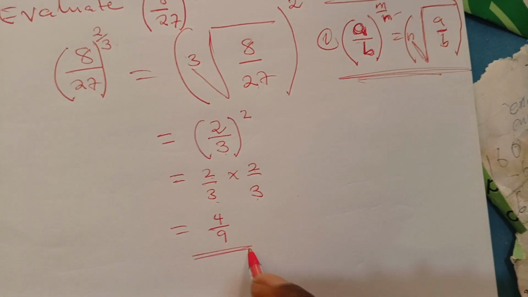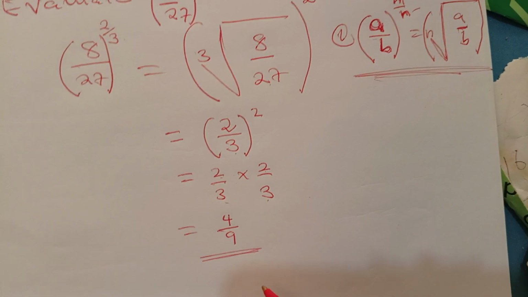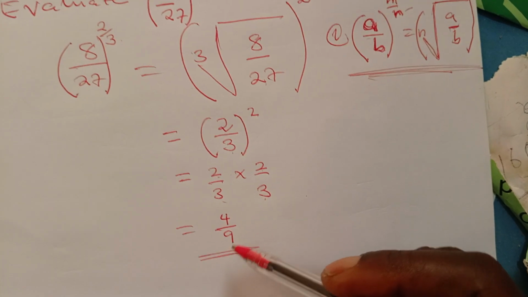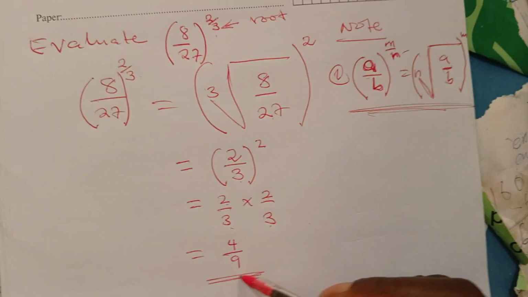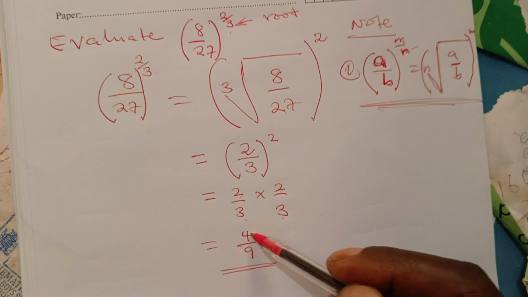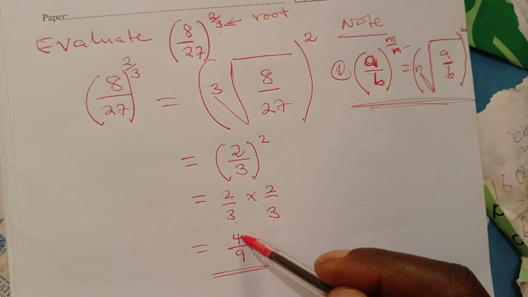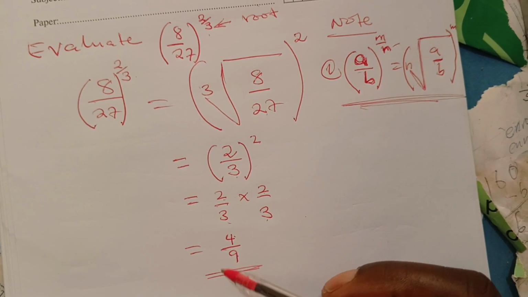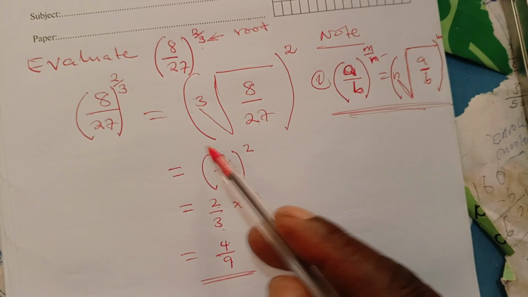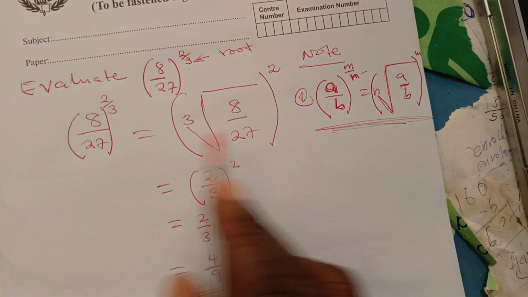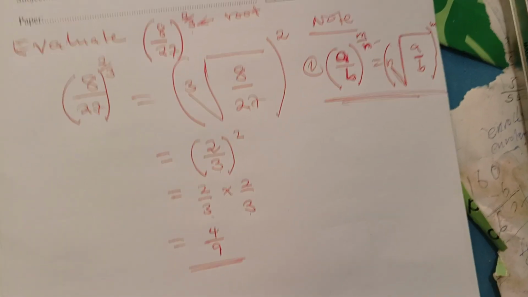So please, I hope you have enjoyed it. This is how we answer this question. There is no need for us to reduce to the lowest terms, as there is no common factor which can go into 4 and 9 without giving us a remainder. Please, let's see you do that. I don't expect you to fail such a question.